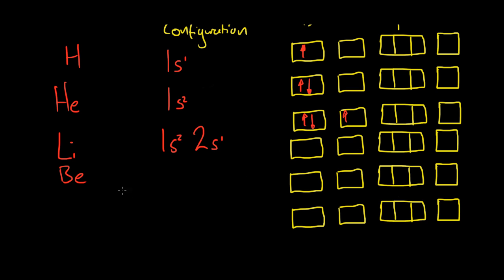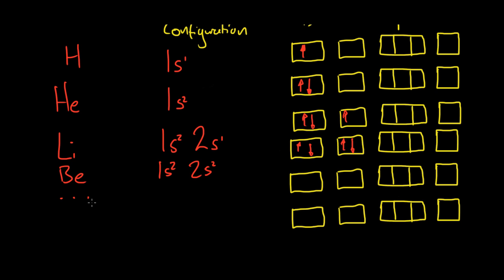So then we can look at beryllium. I've started drawing this all wonky. Oh well. So it's got a full 1s orbital, and then we add another electron to the 2s orbital to make it 2s2. So we look at Hund's rule, they begin to pair up.